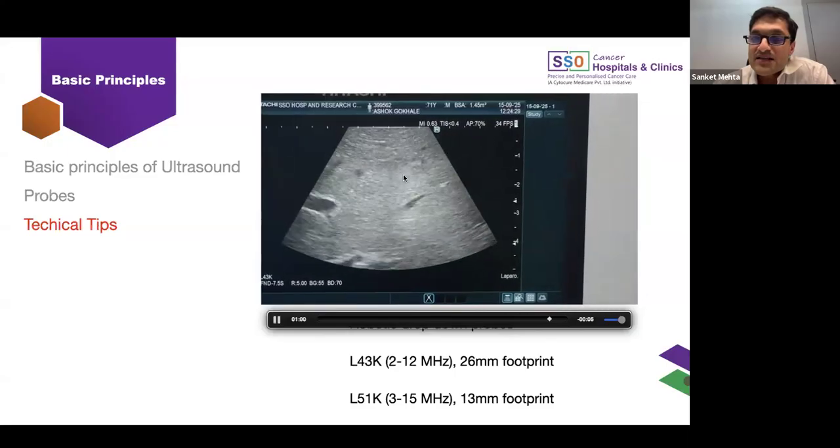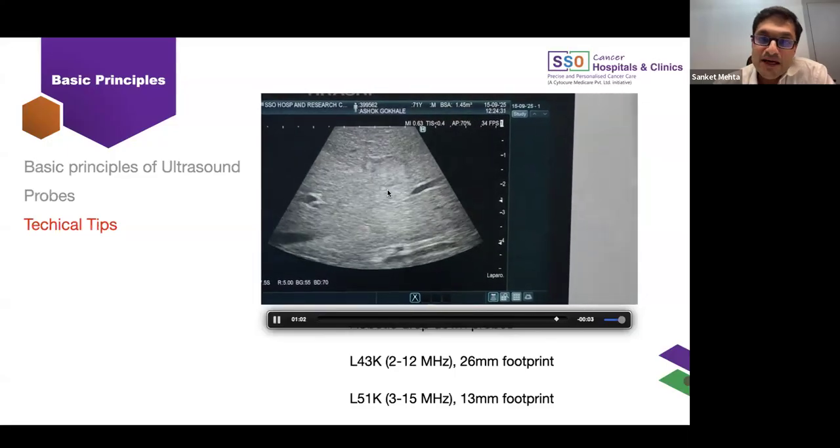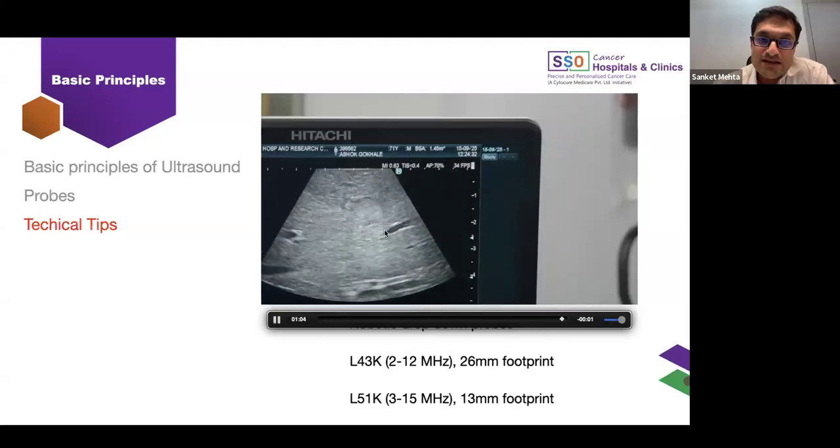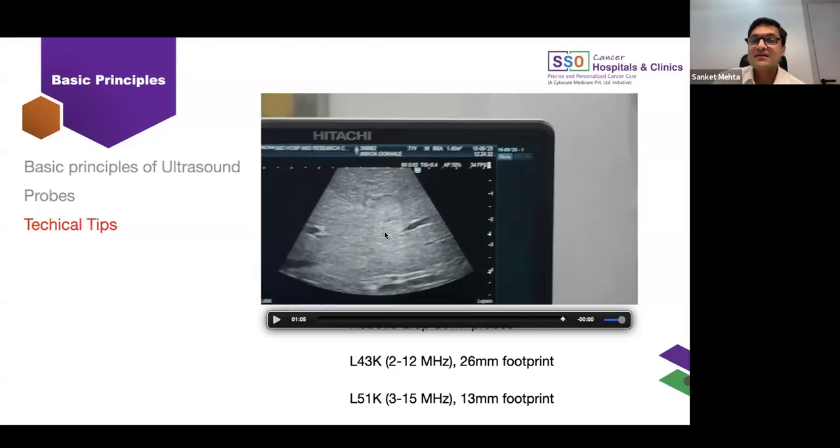This was one other lesion where I was getting an artifact with the microconvex probe. So we are using this robotic probe to delineate whether it's just an artifact or whether it's actually a lesion that needs addressing.